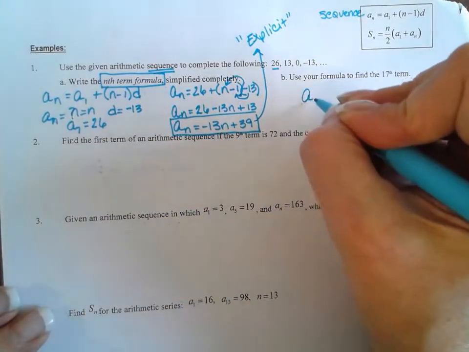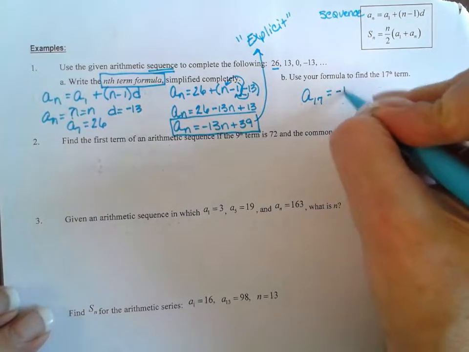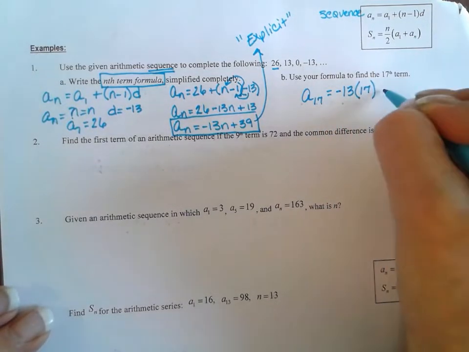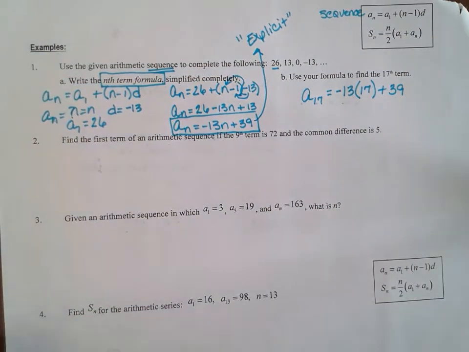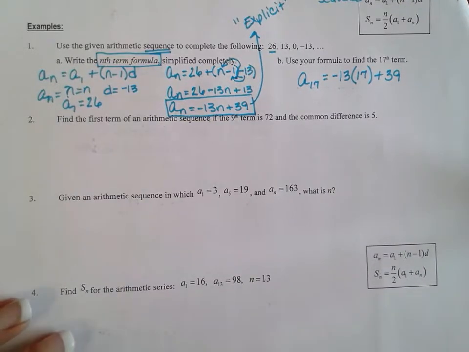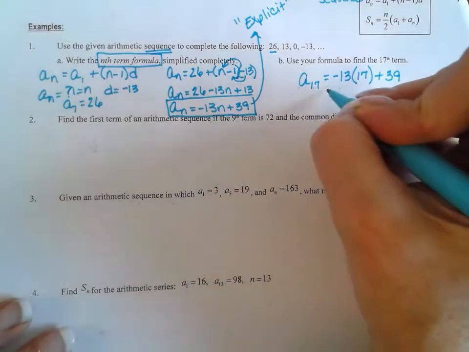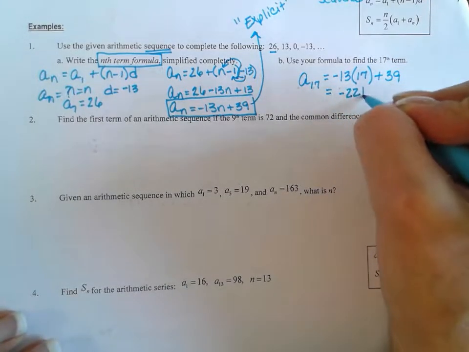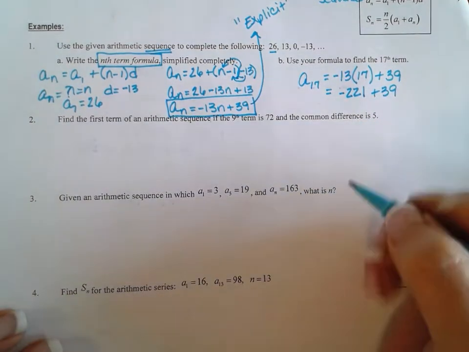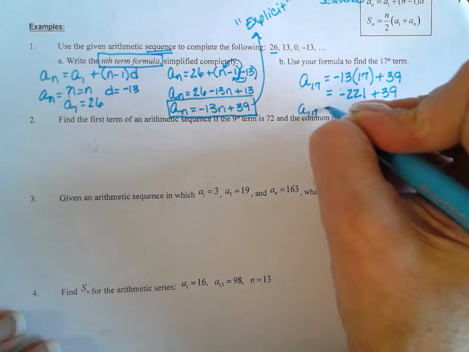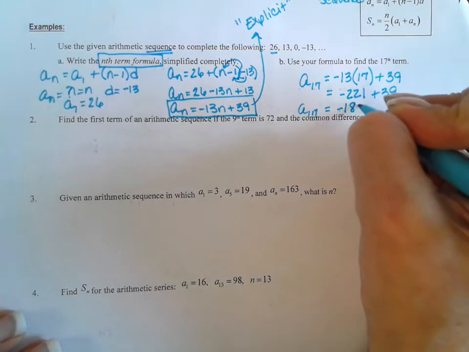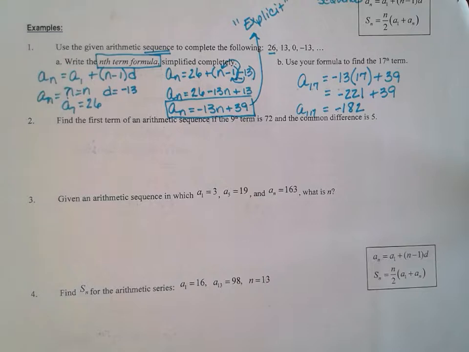Let's find the 17th term. So I'm going to have negative 13 times my 17 plus my 39. So that's negative 221 plus 39. So the 17th term in the line is negative 182. Good?